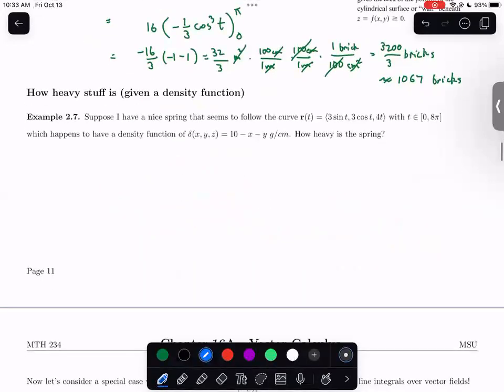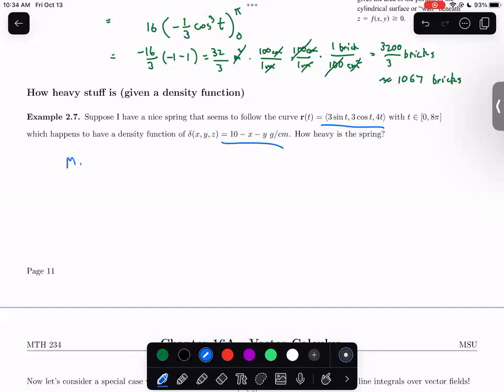And then we can get into the line integrals with vector fields. So suppose I have a nice spring. It seems to follow this curve here. This is a nice helix. T is ranging from 0 to 8 pi in this case. And we have this given density function. And my question is, how heavy is the spring?